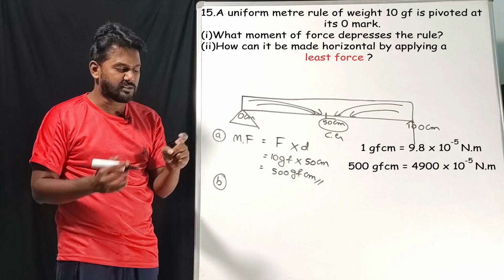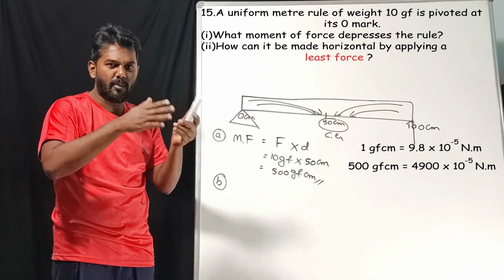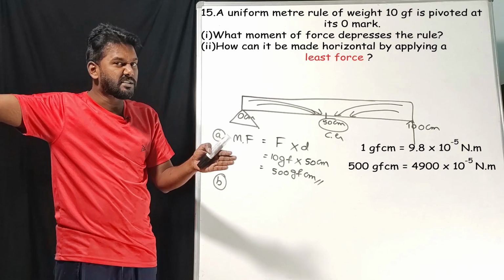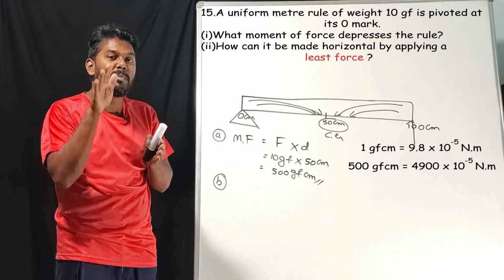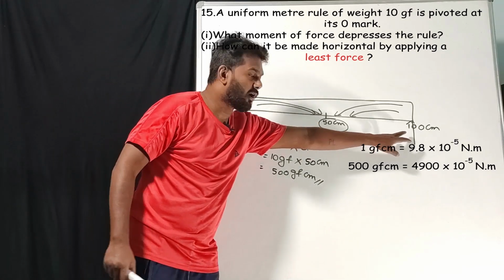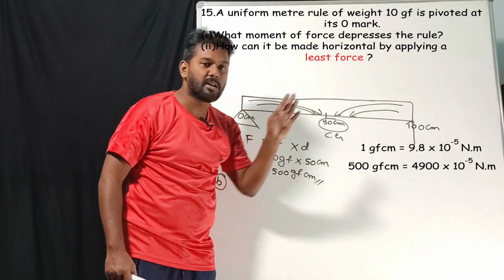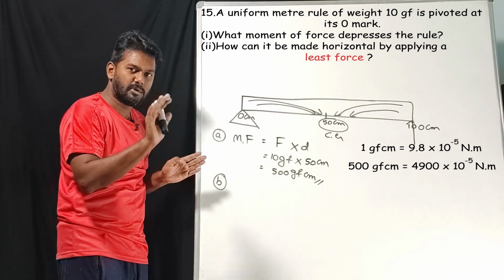Exactly at 100 centimeter. You know the rule, right? In the moment of force concept, if the perpendicular distance is more, the force applied will be minimum. So if we want to apply a least force, we have to apply the force at 100 centimeter. That is the maximum distance.